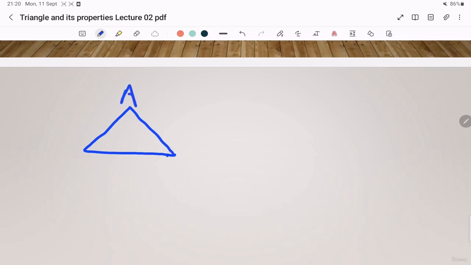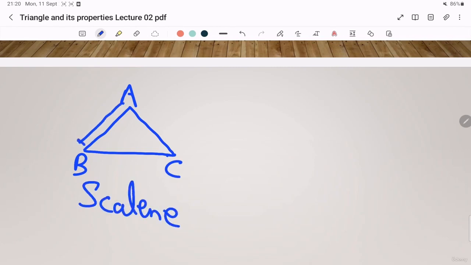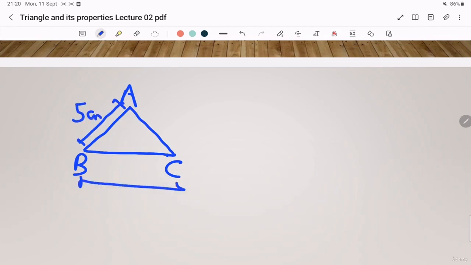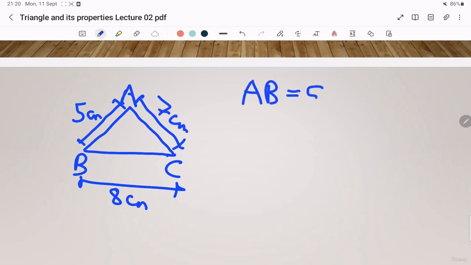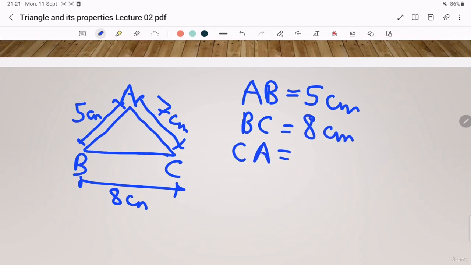Let's say we have triangle A, B, C. In scalene triangle, all three sides are of unequal length. Let's say this is of 5 cm and this side is of 8 cm and this side is of 7 cm. So length of AB is equal to 5 cm. Length of BC is equal to 8 cm and length of CA is equal to 7 cm.